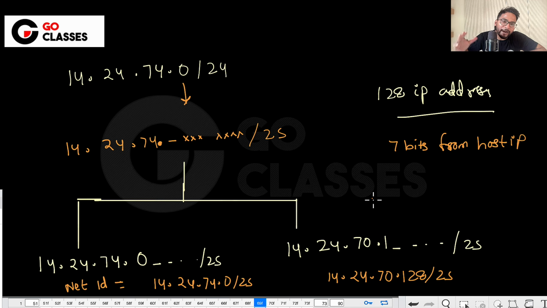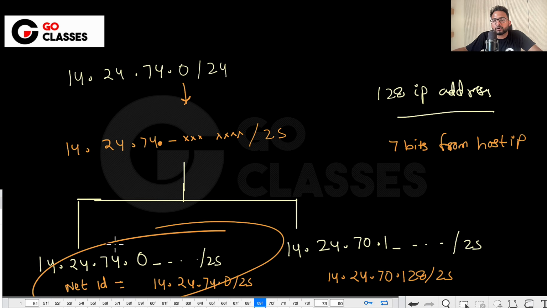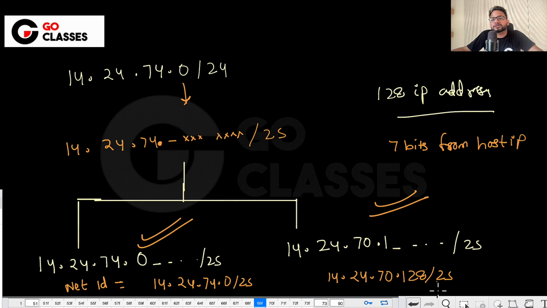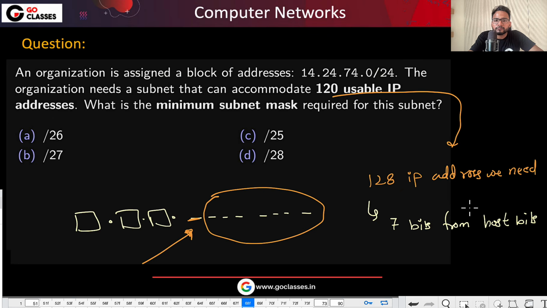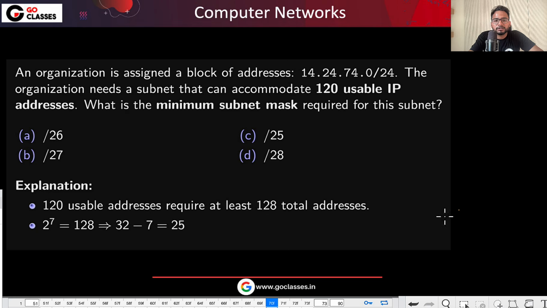So you can divide this network into 2 subnets, and one of the subnets you can give to the organization. You can use this subnet or this subnet, it doesn't matter, because both subnets have equal 2 power 7, that is 128 IP addresses. You can use any of the blocks. Getting my point? So /25 is needed.